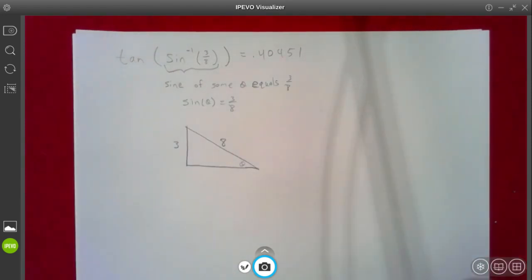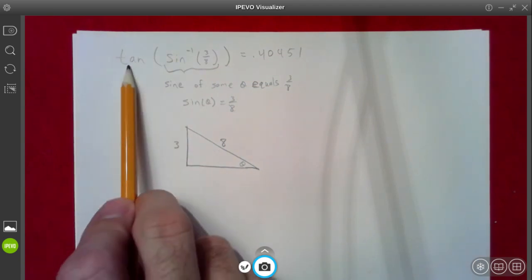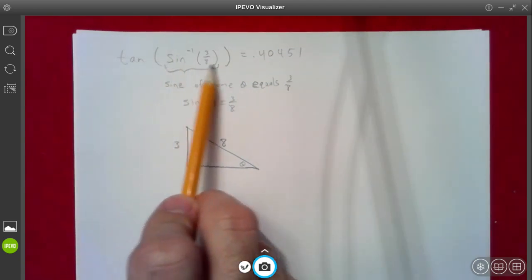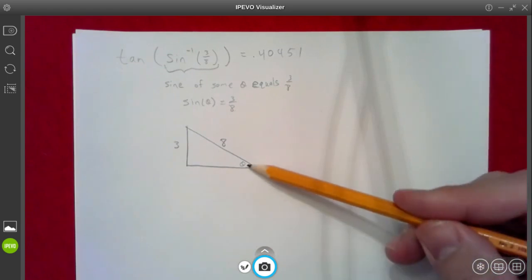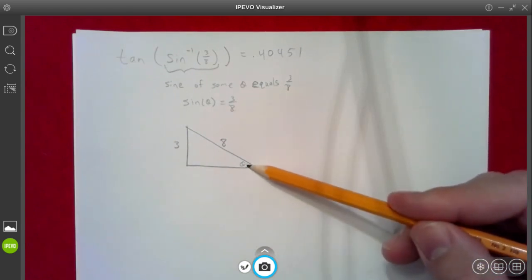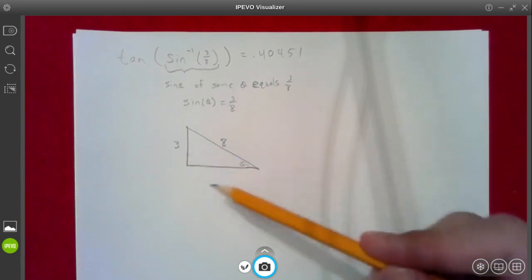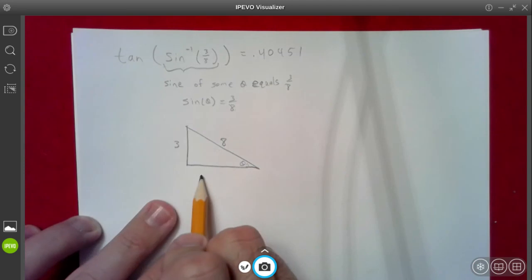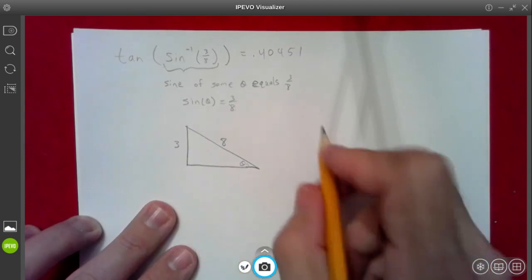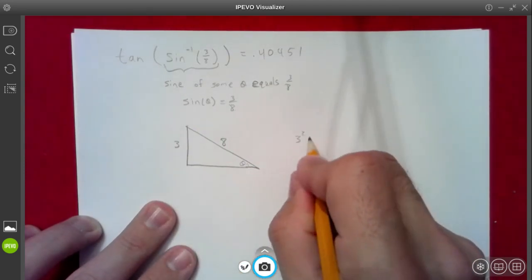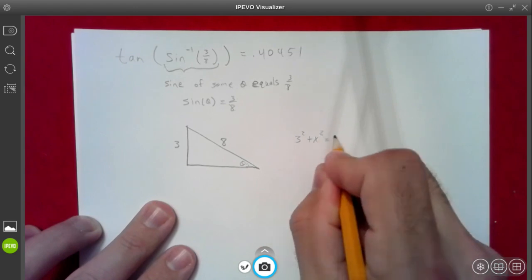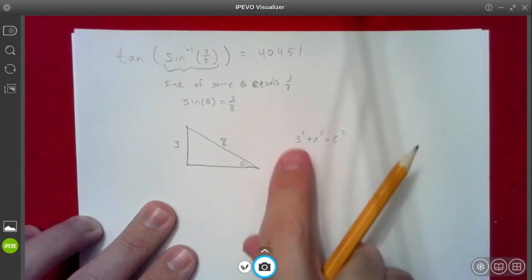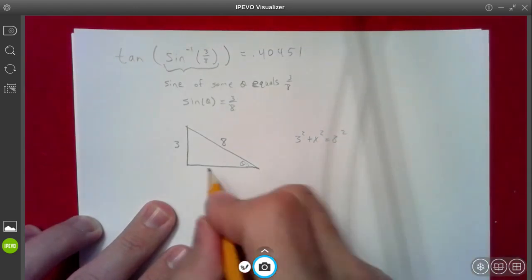Now, what I want is I want to be able to do tangent of this angle. So I want to do tangent of this angle right here. That's what I'm actually trying to find out. So it's going to be opposite over adjacent, whatever this side is right here. To solve for this side, of course, you could do 3 squared plus x squared equals 8 squared and move stuff to the other side, take the square root.